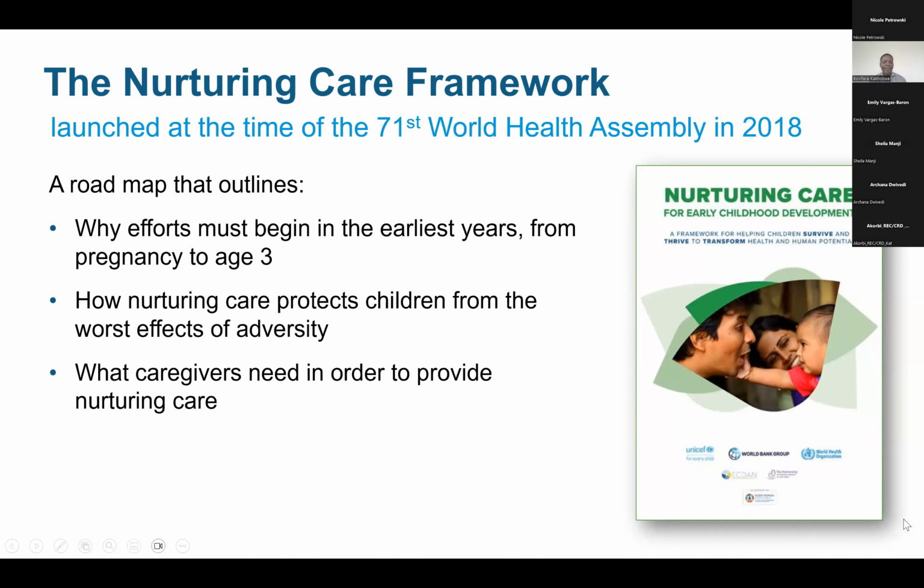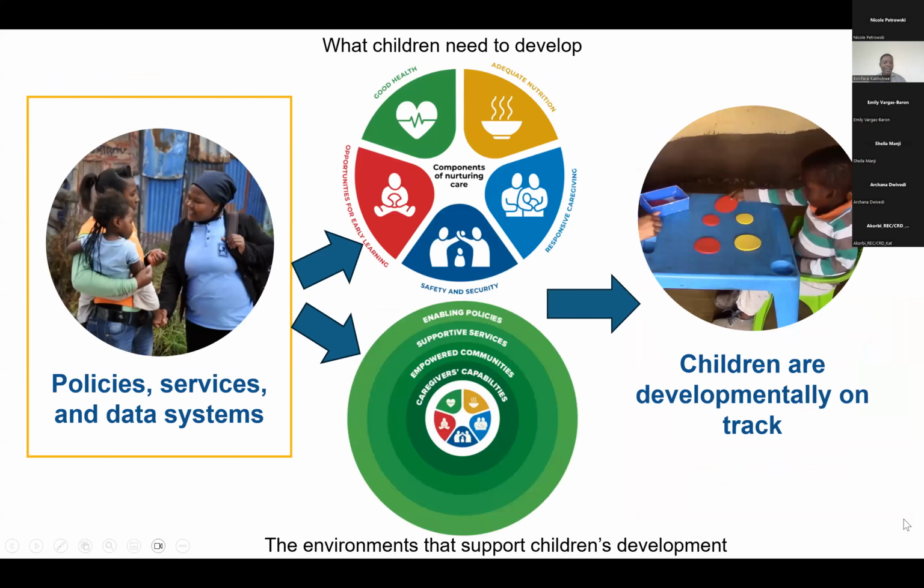So that's the graphic of the framework itself. I think the majority of us are familiar with it. But again, also what children need to develop. Children need a lot of things to develop. On the left, you see the policy systems and the data systems. So we need good policies, we also need to provide the services, and we need data systems that are also there to ensure that children are actually developing.